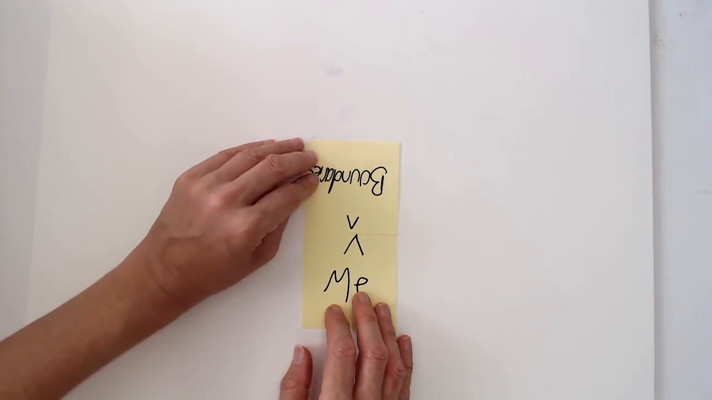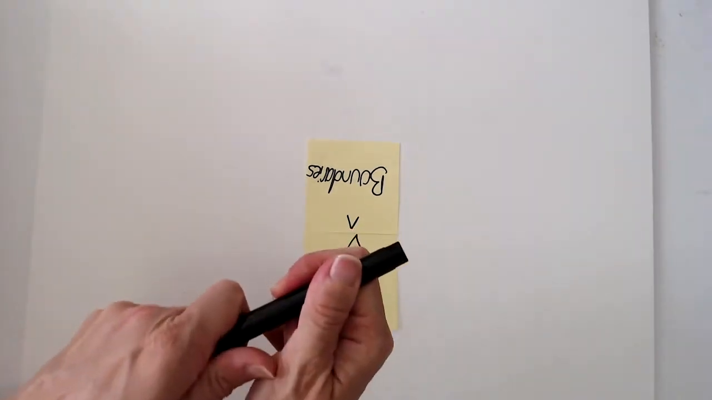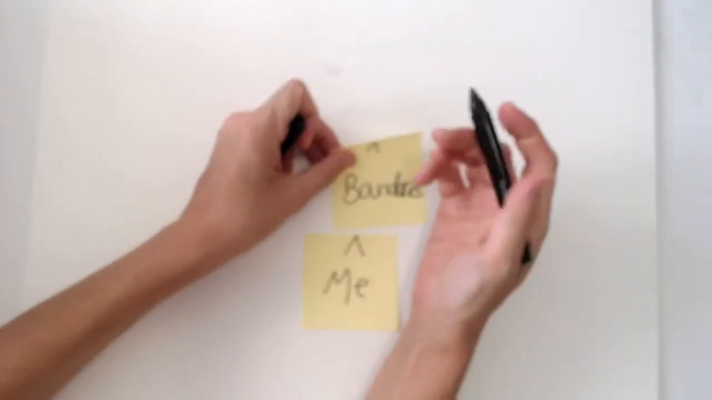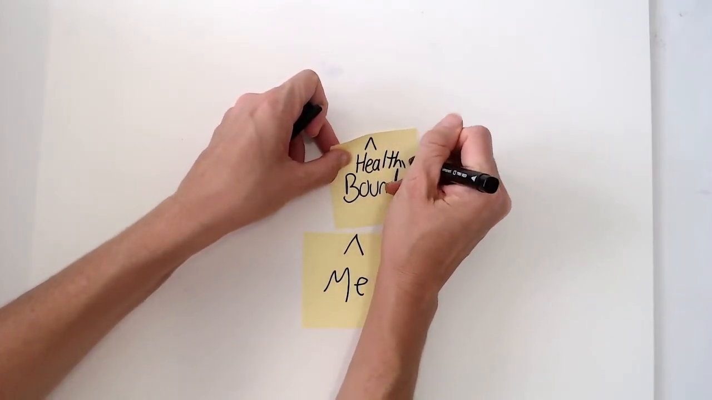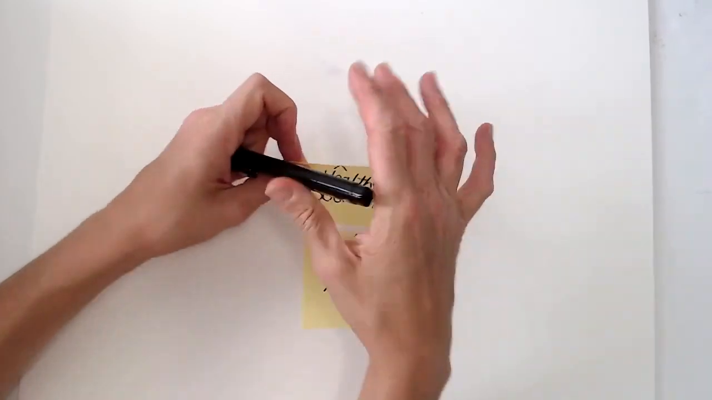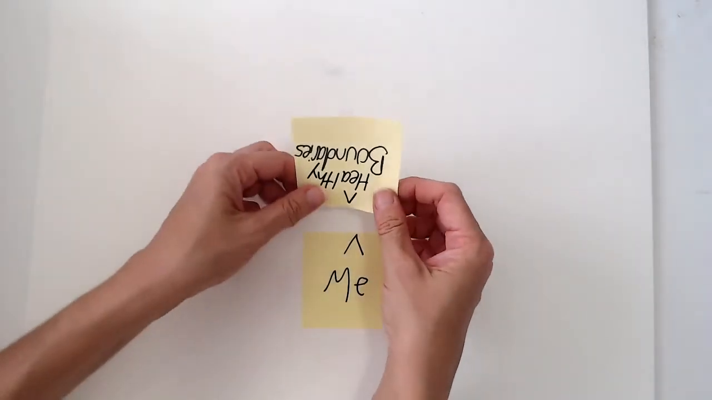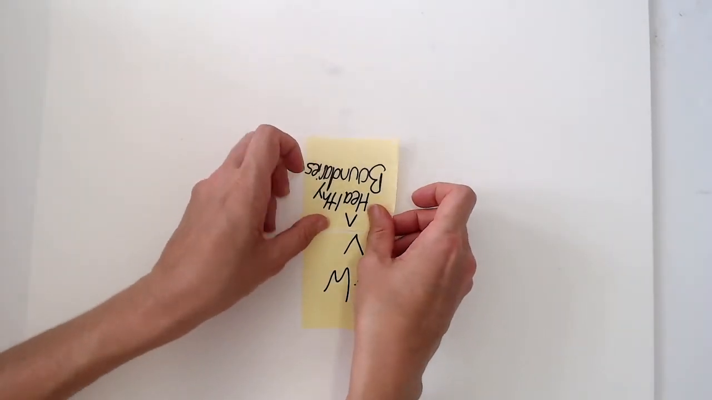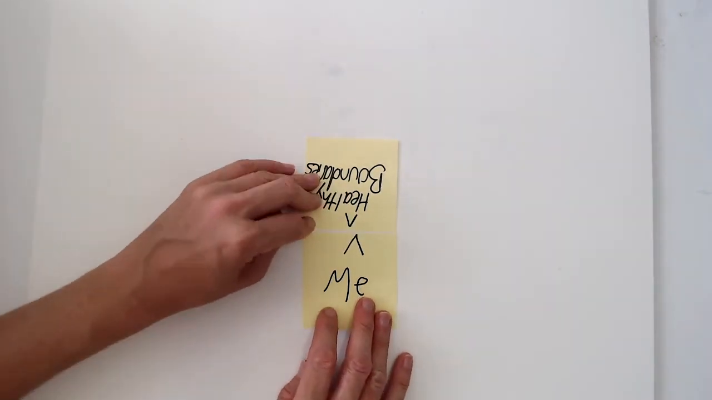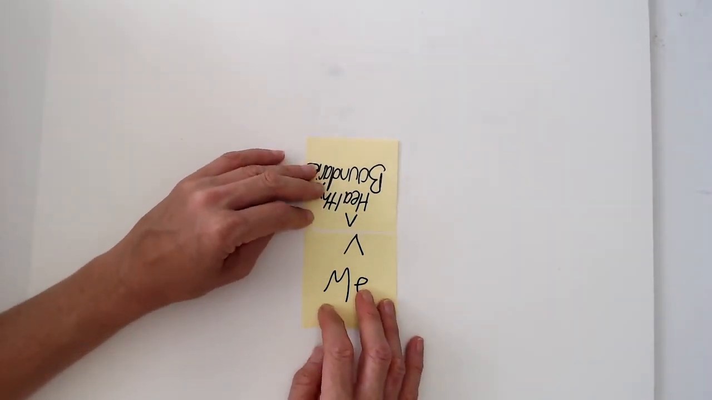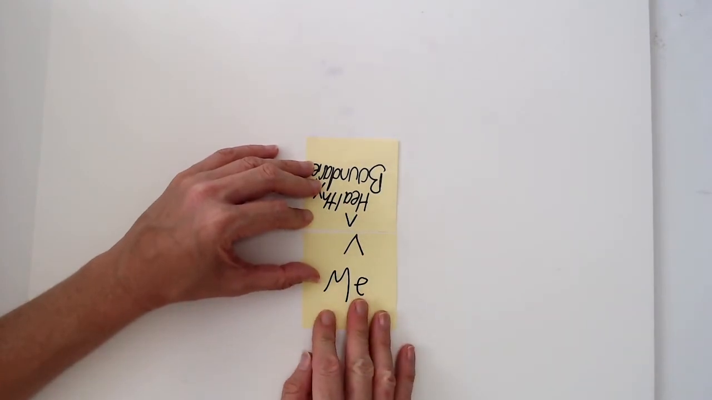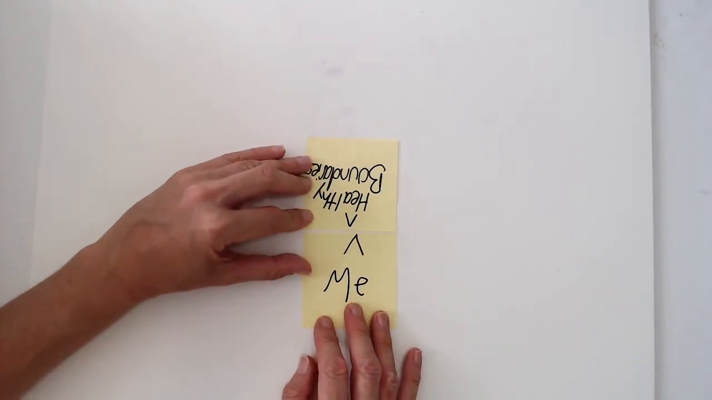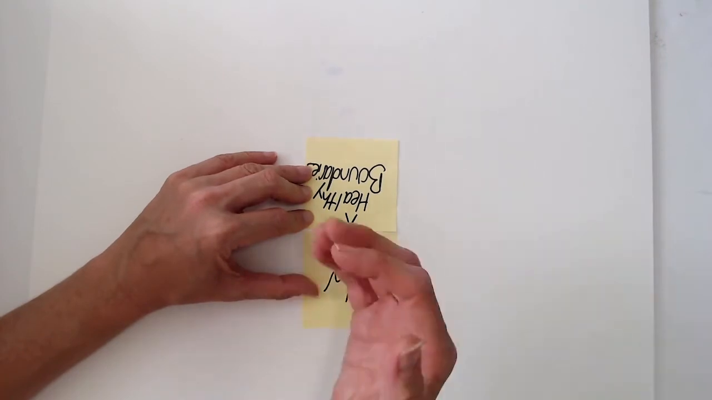Now, let's do this. We're going to actually add a word here. So let's add healthy boundaries. We're just going to write on top of boundaries, healthy boundaries. And let's put this back in front of us and let's feel how healthy boundaries relates to me. How does that shift or morph now that we've added the word healthy? How do healthy boundaries feel?